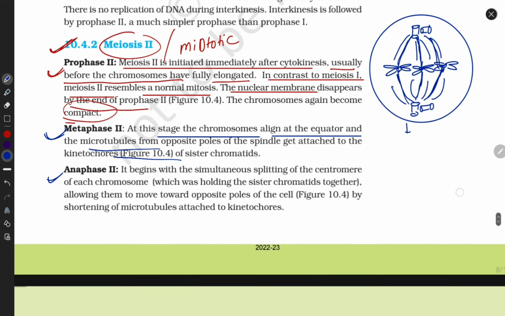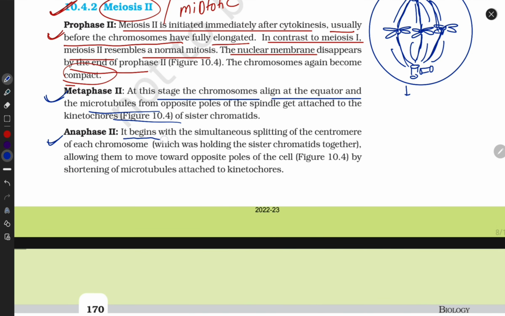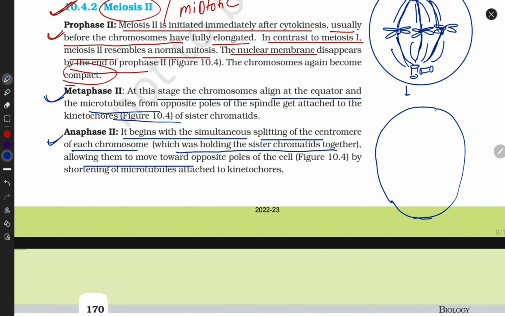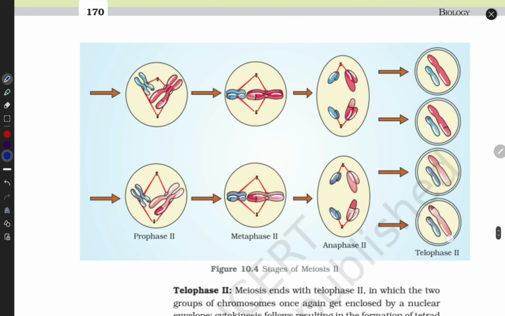Now they enter anaphase. It begins with the simultaneous splitting of the centromere of each chromosome, which was holding the sister chromatids together, and they move towards opposite poles. The splitting starts. In anaphase the sister chromatids separate. This set goes towards this side, and this set goes towards the other side. Clear, guys?